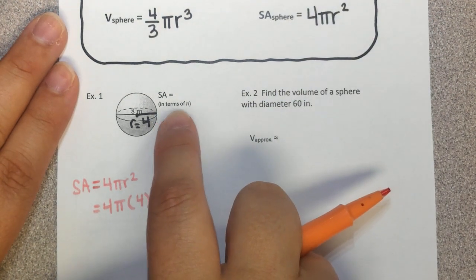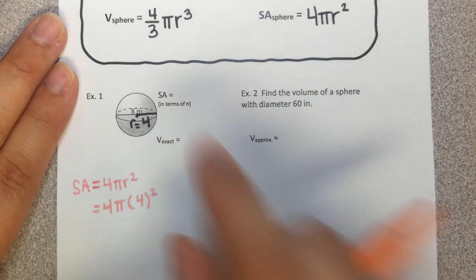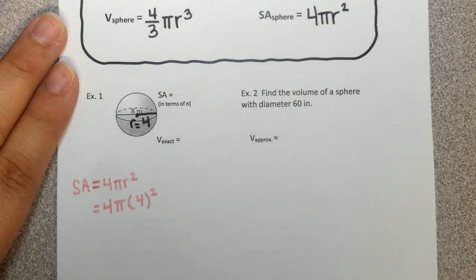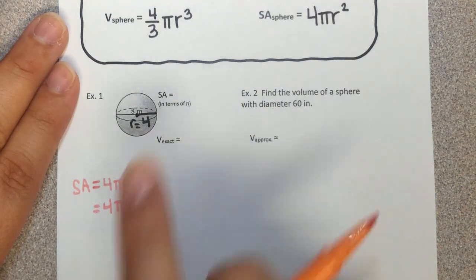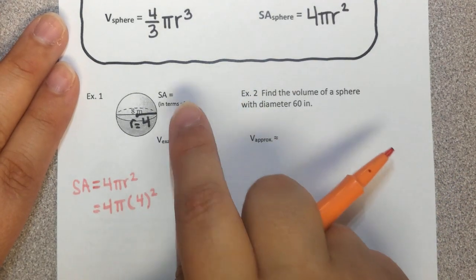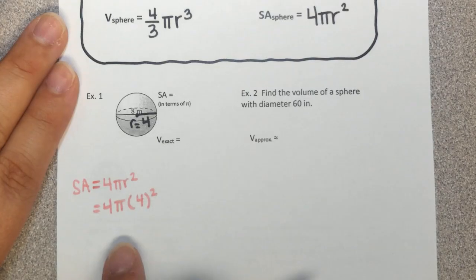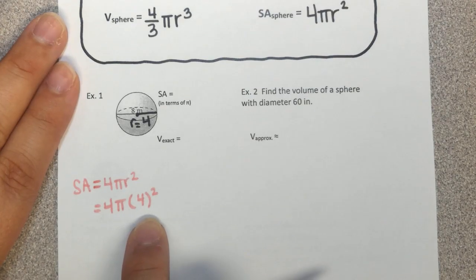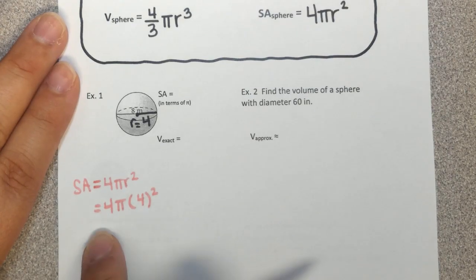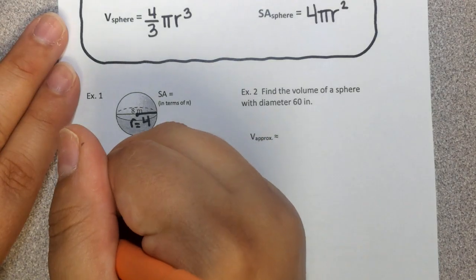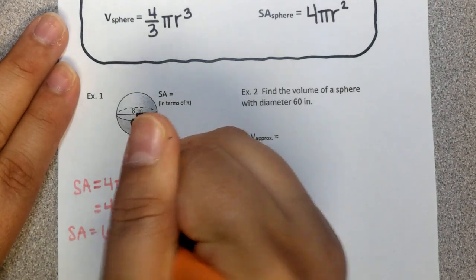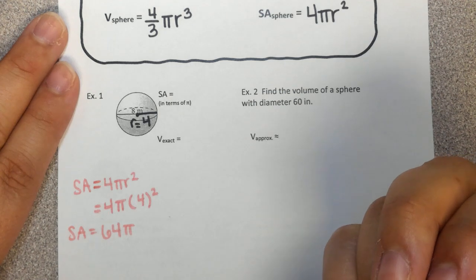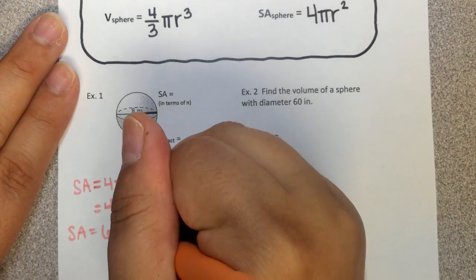And then this says in terms of pi. In terms of pi means the exact answer. So what am I going to do in Desmos? Do not put pi. Don't put pi in Desmos, put pi in your answer. So what is 4 squared? Times 4 is 64 pi. So SA equals 64 pi meters squared.